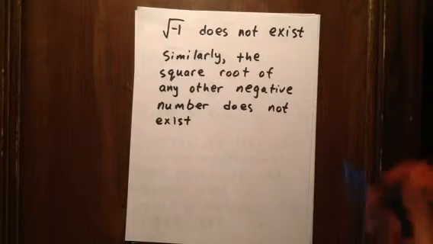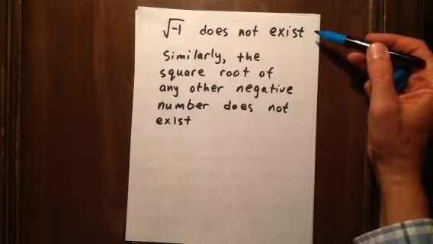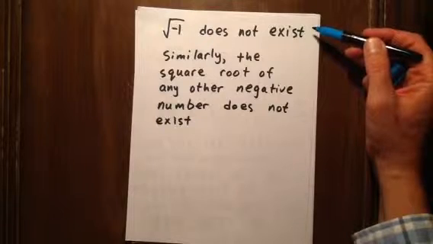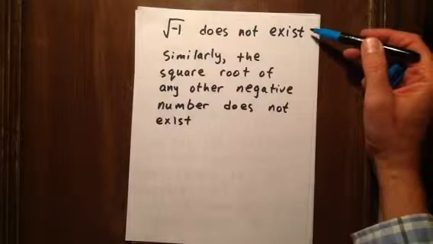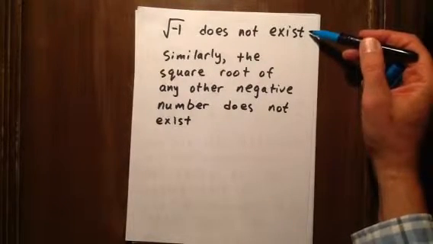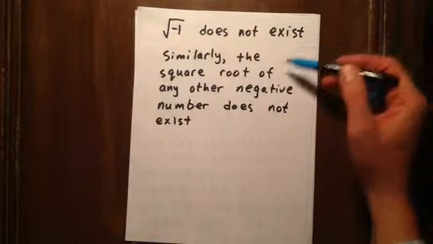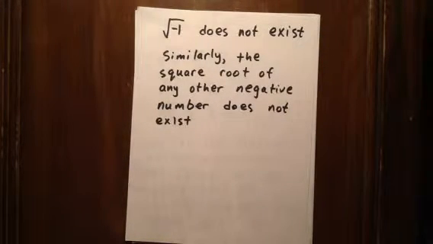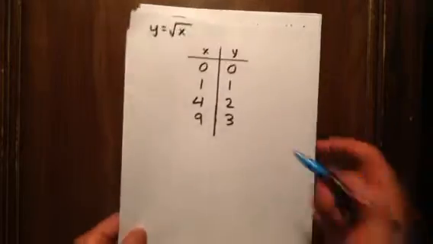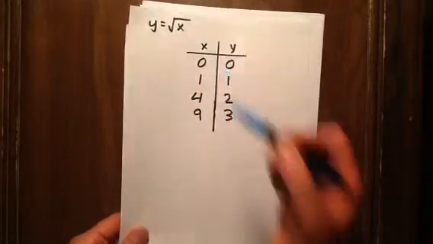Now, to explain that a little bit further, why that's what our domain is and why we chose the points we chose on our table of values, we know that the square root of -1 doesn't exist. And similarly, the square root of any other negative number doesn't exist. That's why we started our table of values with an x value of 0.